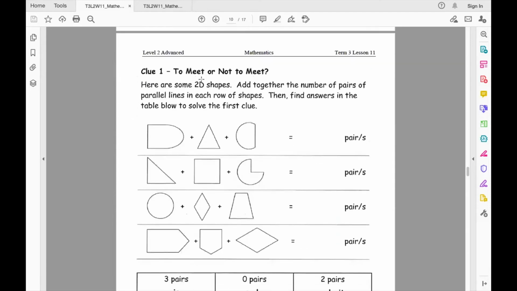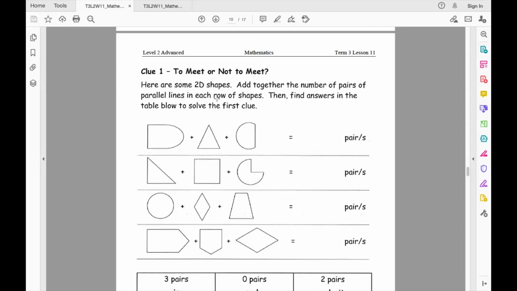All right, so let's go on to clue 1. To meet or not to meet. So here are some 2D shapes. 2D shapes are like circles, squares, rectangles. Add together the number of pairs of parallel lines in each row of shapes. Then find answers in the table below to solve the first clue.